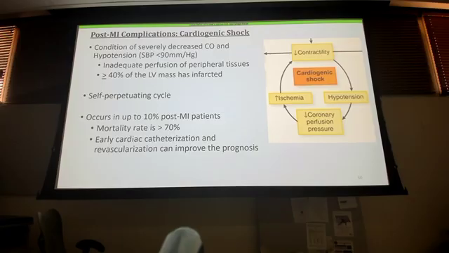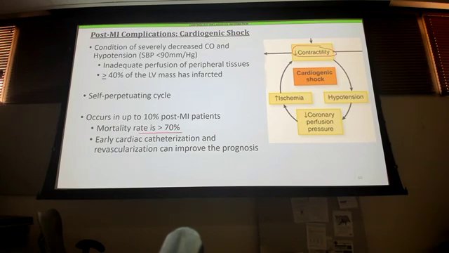Cardiogenic shock. This is a self-perpetuating spiral of death, okay? And the mortality rate, if your patient were to develop it, especially in hospital, is upwards of greater than 70%. So this is not a good condition to have. But when you look at the components of cardiogenic shock, you can see why this carries such a high mortality risk. So my muscle gets damaged, I'm not squeezing enough.